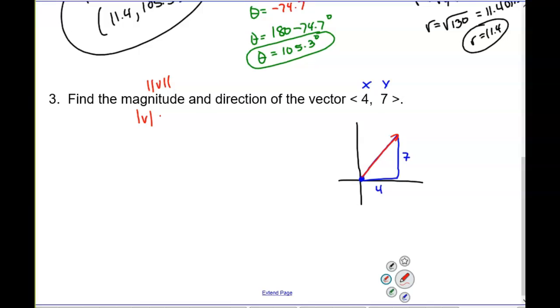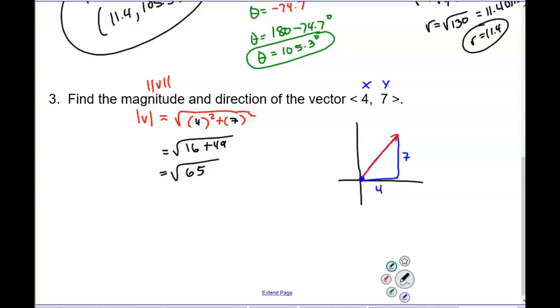Well, the magnitude is how long is it? It's the same thing as the radius. So if I want to find the magnitude, it's taking and doing the Pythagorean theorem. If you know your x and your y, then over 4 up 7: 4 squared plus 7 squared. And that's 65, I believe.